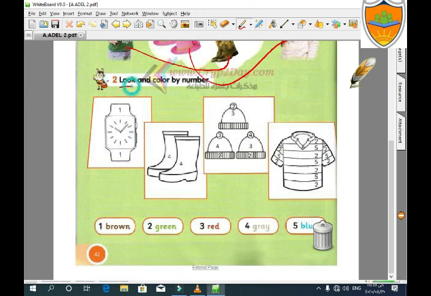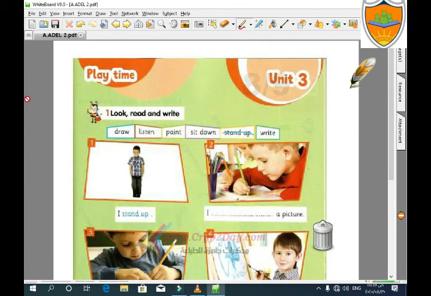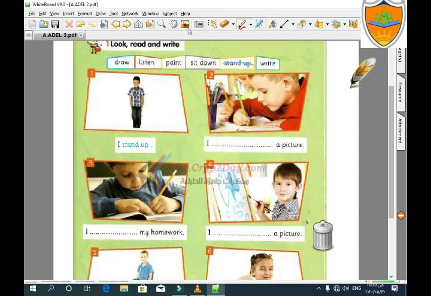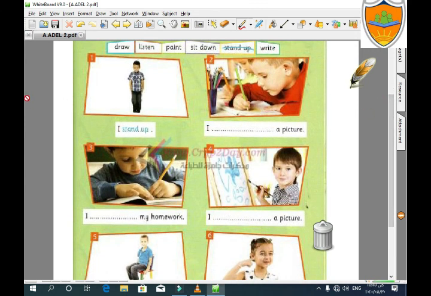Number 2, look and color by numbers. This part, we will color at home. Next page. Look, read, and write. We have here some words like draw, listen, paint, sit down, stand up, and write. Number 1, we have here stand up.